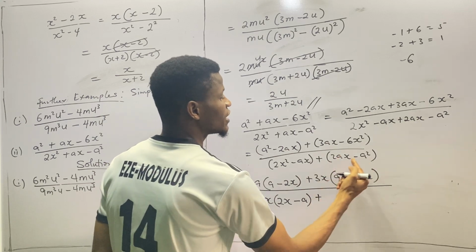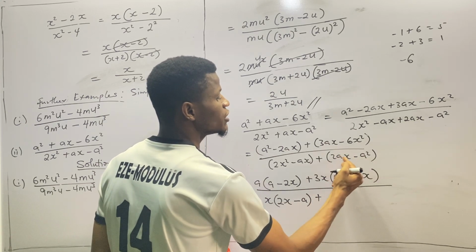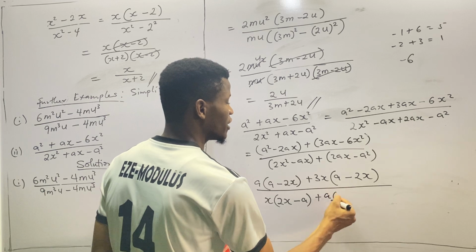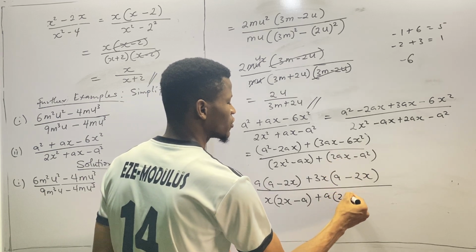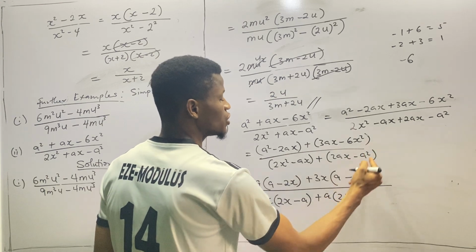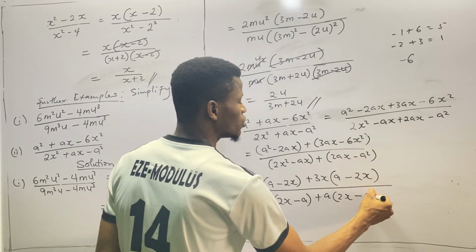Plus, what is here and here? Of course, we have common a here. A is here, a is here. So bring a outside. A divide 2ax, a we cancel a, remaining 2x. Minus a divide a squared, a we cancel 1a here, remaining only 1a.